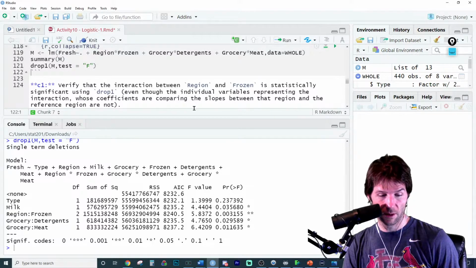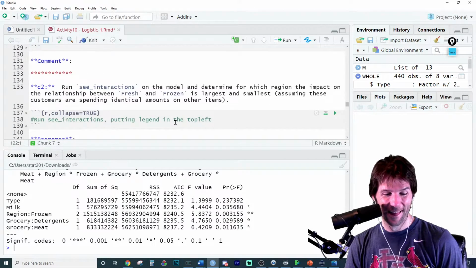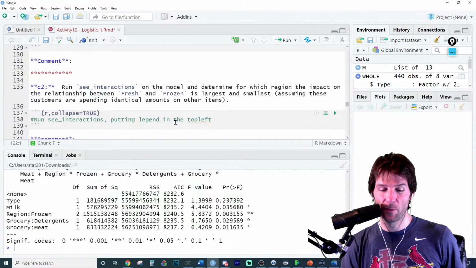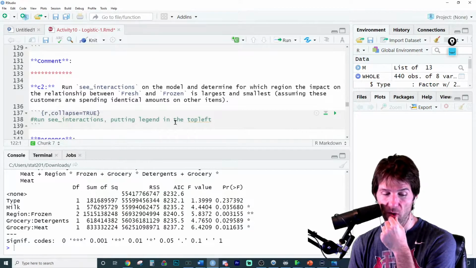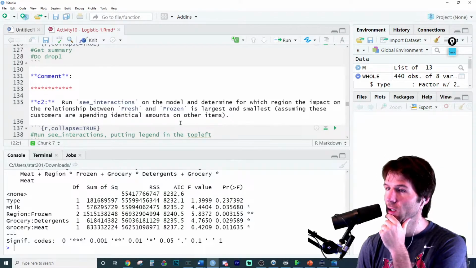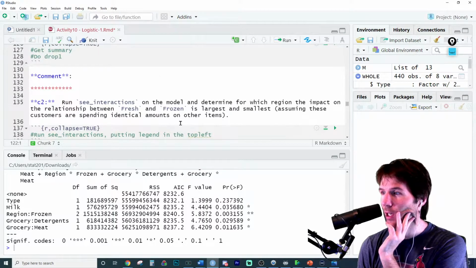Definitely, we verified that. Run the C interactions on the model, determining for which region the impact on the relationship between fresh and frozen is the largest and smallest, assuming these customers are spending identical amounts. So we're looking at the interaction between fresh and frozen. Let's look at the output. The C interactions will be a better way to look at it, but we're looking at fresh and frozen.